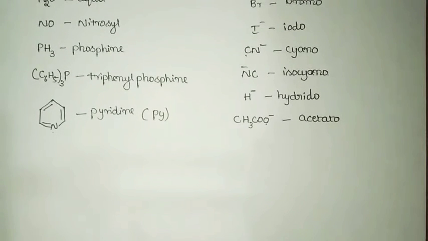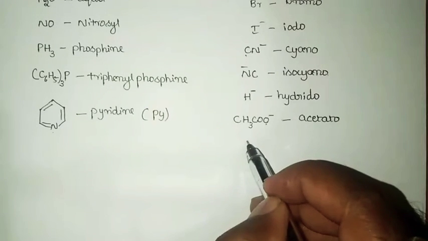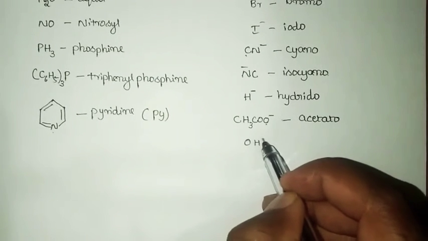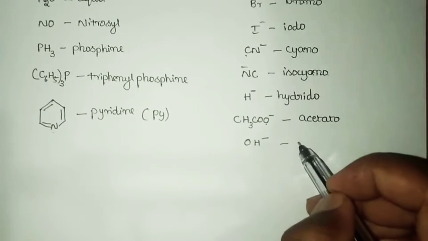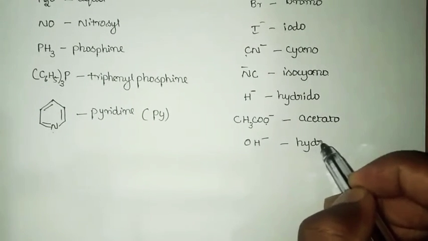And now we shall continue with a few more negatively charged ligands. OH minus. This is hydroxide, right? So this will be called hydroxo.